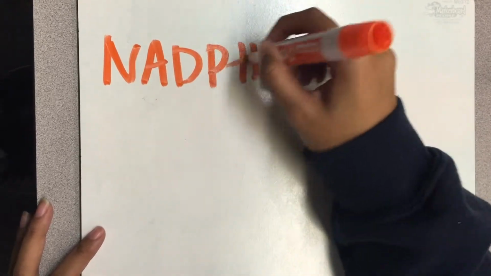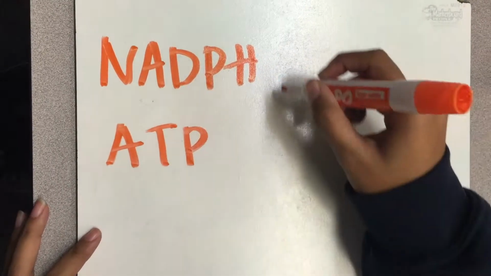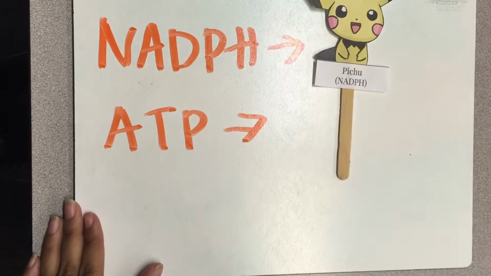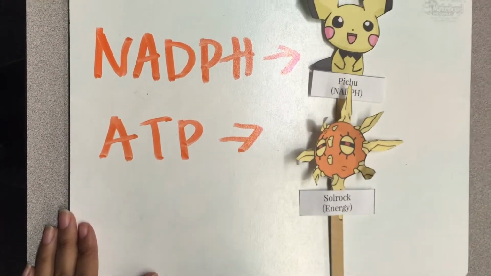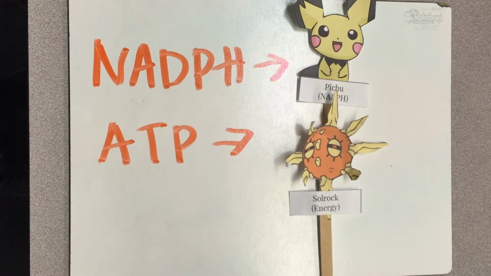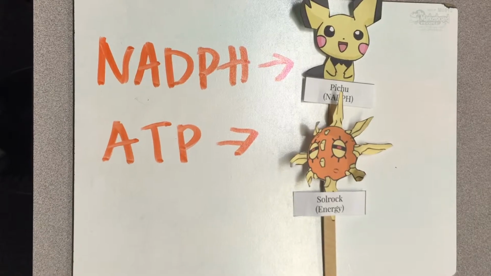NADPH is an electron carrier, and ATP is an energy carrier. Two Pokemon that perfectly represent these are Pikachu and Solrock. Pikachu is an electron carrier, which allows it to use electricity to move. Solrock is an energy carrier since it carries energy in the form of sunlight.